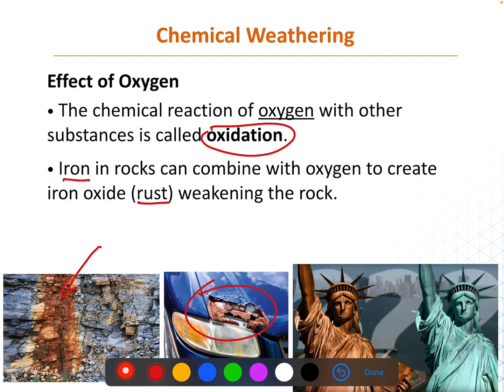Same thing with your car too. Our cars are exposed to lots of changes in temperature, lots of water, lots of oxygen, of course, and lots of salt from the roads in Minnesota. So that can actually cause our cars to rust. The metal that the car is made of could be oxidizing to create this iron oxide, this rust down below.